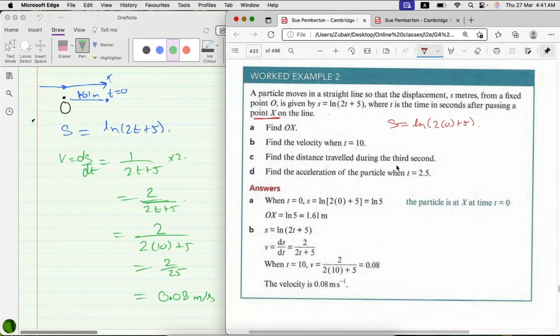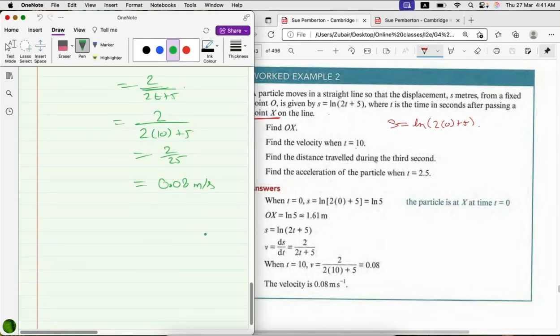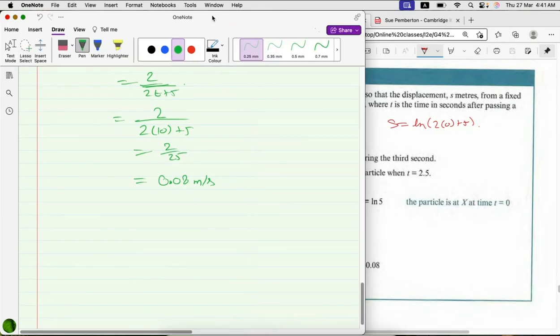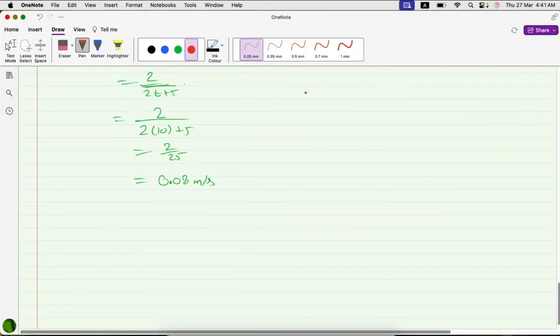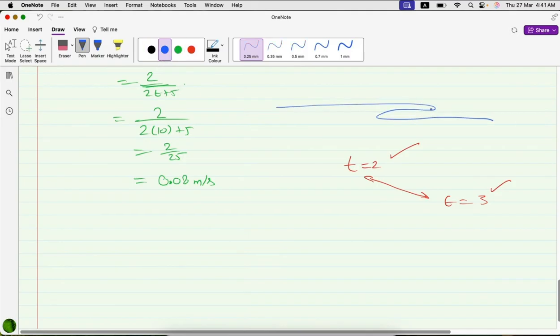Part C says find the distance traveled during the third second. So we don't know where it is going, whether it is going in the positive or negative direction, or whether it is changing direction or not. But since it's distance, we don't need to know, right? At time t equal to 2, I need to know that, and at time t equal to 3, I need to know that. Wherever it is at 2 and wherever it is at 3, I'll find that distance. But I do need to know if it is changing direction between 2 and 3 or not. If it is not changing direction, then no issues. It is in one direction.